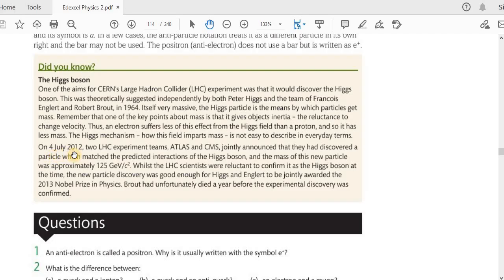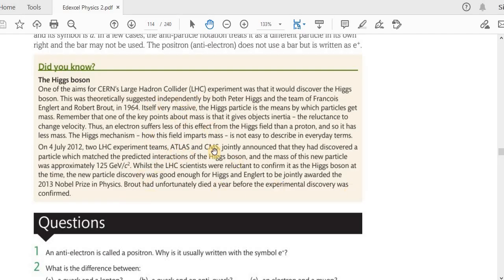On 4th July 2012, two LHC experiment teams, ATLAS and CMS, jointly announced that they had discovered a particle which matched the previous predictions of the Higgs boson, and the mass of this new particle was approximately 125 giga-electron volts per c squared. Whilst the LHC scientists were reluctant to confirm it as the Higgs boson at the time, the new particle discovery was good enough for Higgs and Englert to be jointly awarded the 2013 Nobel Prize in Physics. Brout had unfortunately died a year before the experimental discovery was confirmed.